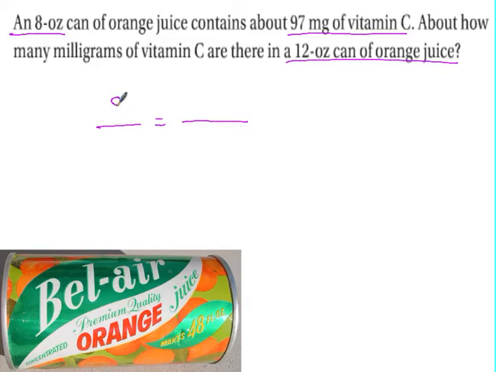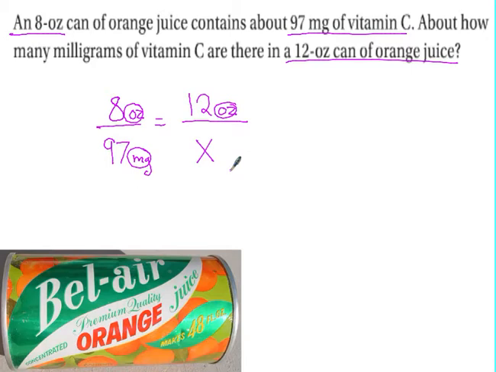So the first one, an 8-ounce can. So we're going to put the 8 ounces on the top, the size of the can, being divided by how many milligrams of vitamin C. So on the bottom of that fraction, it's 97 milligrams of vitamin C. So notice the way we're organized. We have the ounces on the top, the milligrams of vitamin C on the bottom. So to create the other one, we just have to be consistent. How many ounces are there? Well, it's a 12-ounce can. So we know that, so we put the 12 ounces on the top with the ounces. On the bottom is where the vitamin C goes. Now, we don't know that.